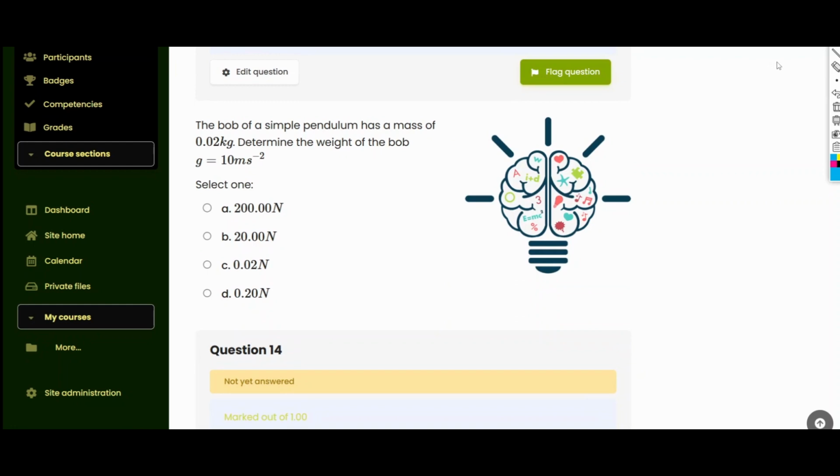The next question says, the bulb of a simple pendulum has a mass of 0.02 kg. Determine the weight of the bulb. From Newton's second law, we know that force or weight is equal to mg. So what's the mass? 0.02 times 10, which will give you 0.20 newtons.